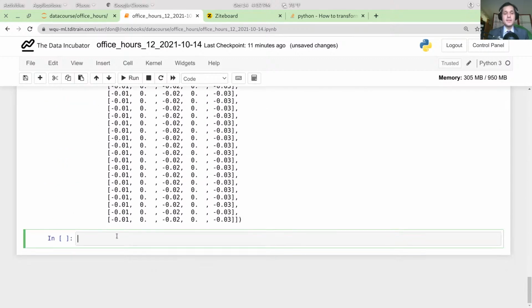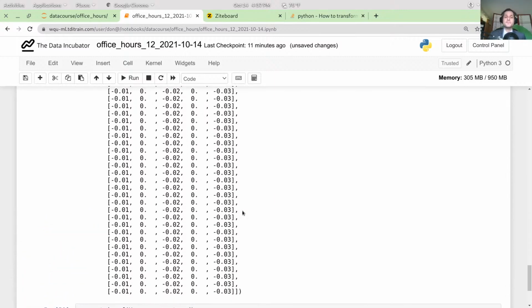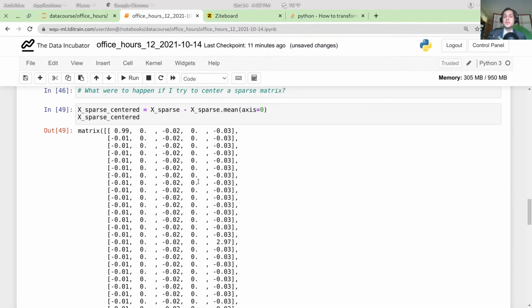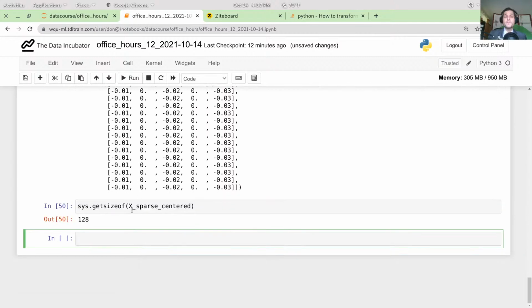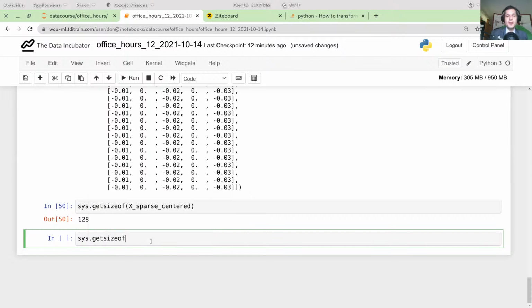But notice, let's check out how much memory it takes up now, because it doesn't look like a sparse matrix anymore. It's 120 bytes. So it definitely blew up in size. Nothing too drastic. I'm a little surprised it didn't blow up too much, but it did increase in size. Now let's consider what would happen if I were to get size of on the X full, and let's center that.